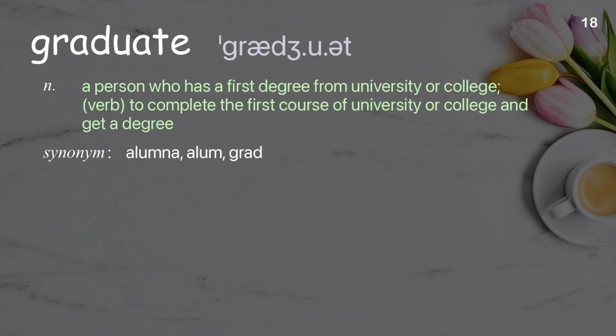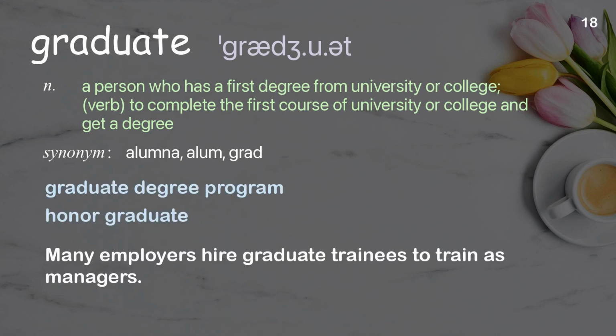Graduate. A person who has a first degree from university or college. Verb, to complete the first course of university or college and get a degree. Examples: Graduate degree program, honor graduate. Many employers hire graduate trainees to train as managers.